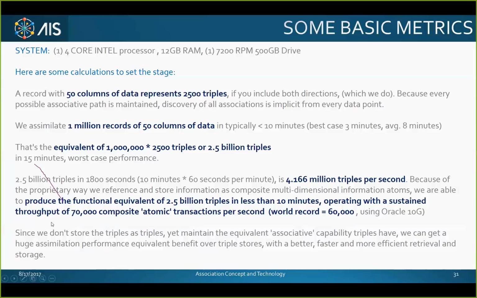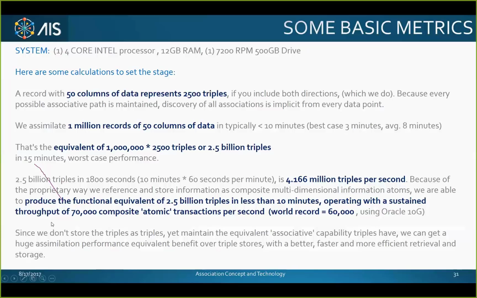To produce a functional equivalent in less than 10 minutes, operating sustained throughput of 70,000 composite atomic transactions per second. All right, I've tested it to 70,000 on the existing system. The world record, as of yesterday, is 60,000, and that's on an Oracle 10G system with 4 processors, 256 gigs of RAM, and SSD drives. They got the 60,000. I'm doing this on a laptop.